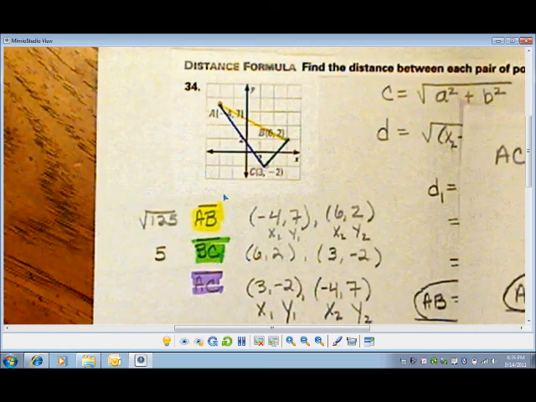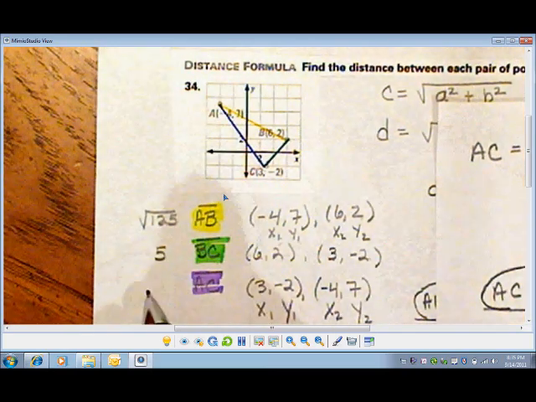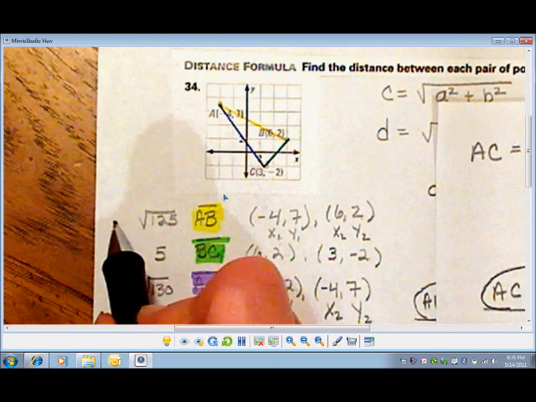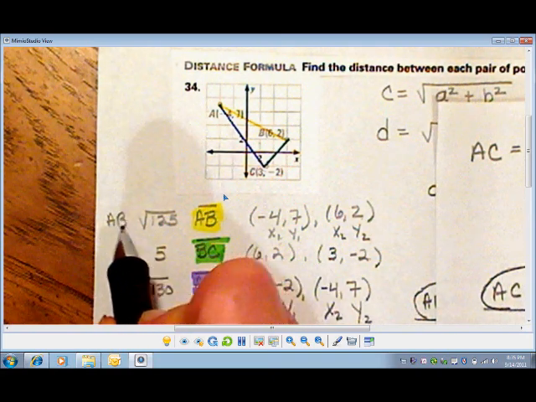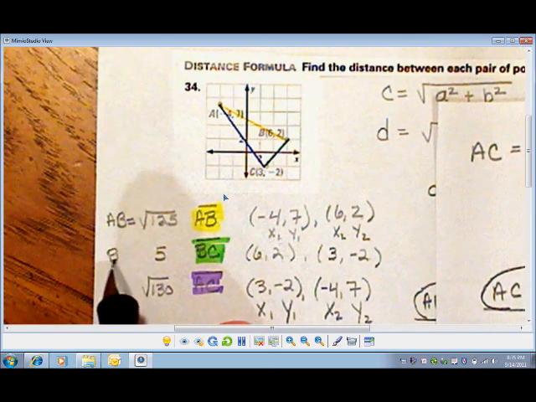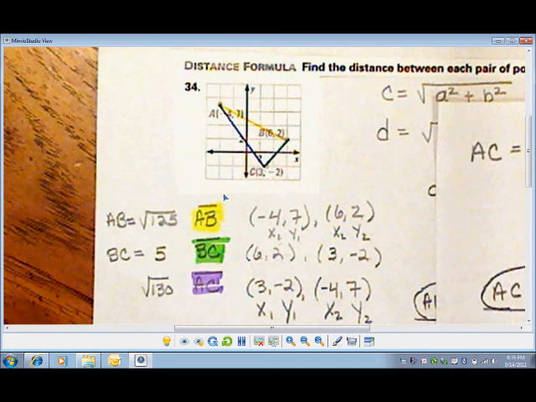So if I go over here, AC is the square root of 130, but I'm going to write it like this. The distance of AB is the square root of 125. The distance of BC is equal to 5. And the distance of AC is equal to the square root of 130.